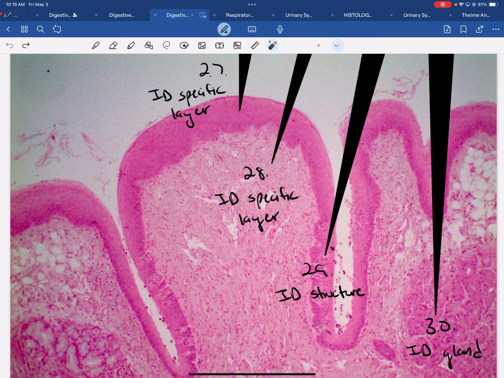Nope. So it's not fungiform, it's not filiform. It's either foliate or valate. If it's foliate, which should you see right here? I see another one. Is this that? No. It's a valate. So it's a valate. Yep. Okay. Very nice looking.